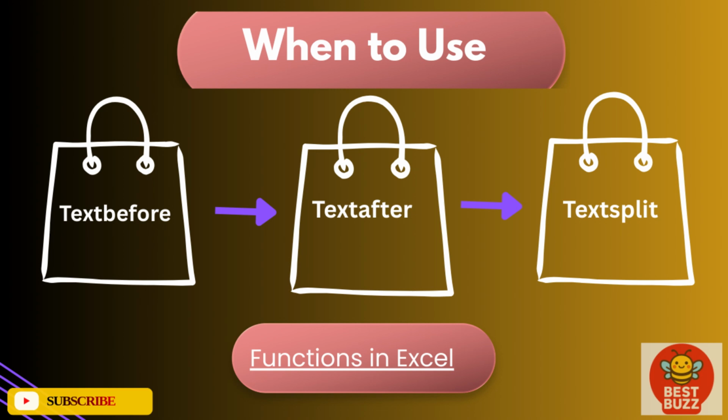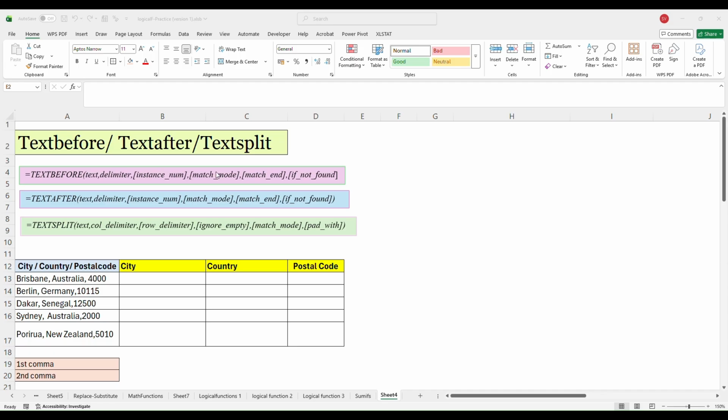Hi, in this video, we'll talk about the TEXTBEFORE, TEXTAFTER, and TEXTSPLIT functions in Excel. We have a sample data set here with city, country, and postal code. All the data is in one single cell for each row, and we want to separate the data into a city column, country column, and postal code column. For this, we'll be using three functions: TEXTBEFORE, TEXTAFTER, and TEXTSPLIT.